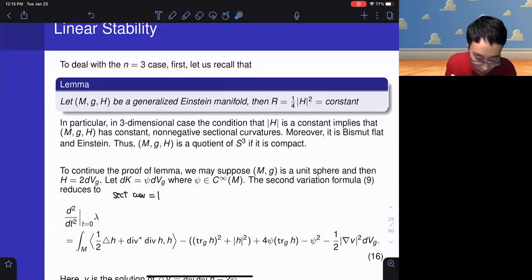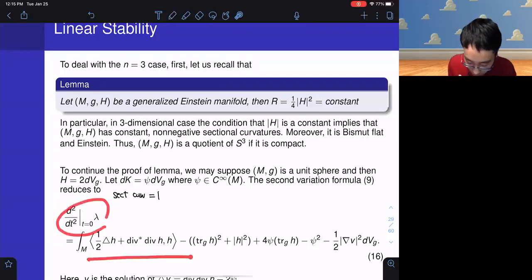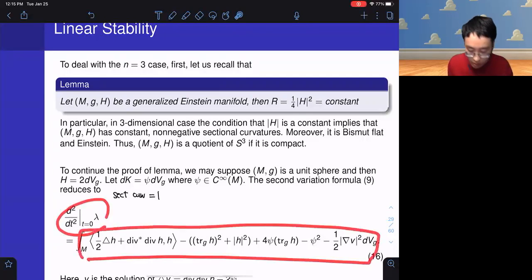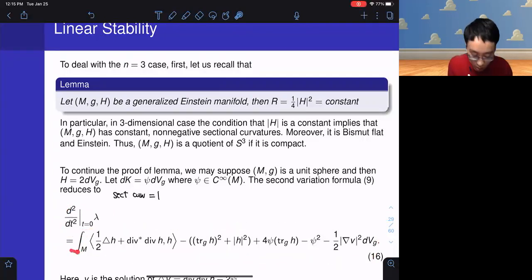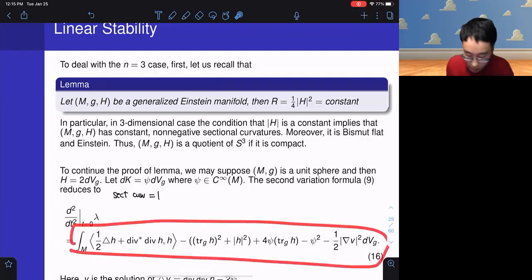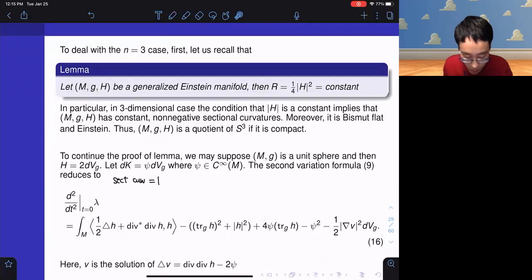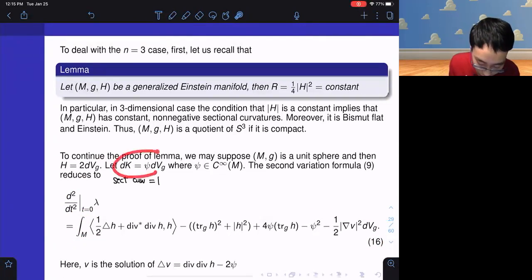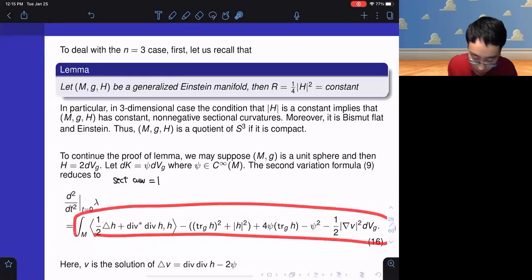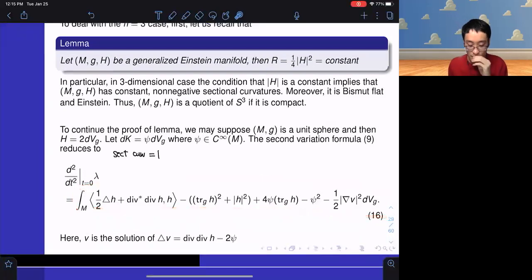Then we can rewrite our second variation formula in terms of this quantity. Yeah, it's a long computation. Oh, here, sorry, I forgot to mention. Because in the three-dimensional case, we can express dk to be per psi dvg. So this is how we simplify it.